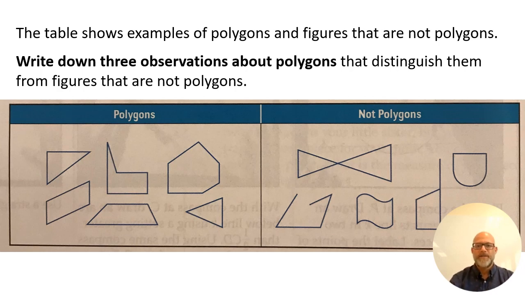All right, clearly if you look at the non-polygons, we have some that are open, not closed. We have some with wavy lines as opposed to line segments, and some that kind of cross over themselves. Even extended lines here, none of that's acceptable in polygon land. Polygons have to be closed figures. They have to be made up of line segments on the outer portions.